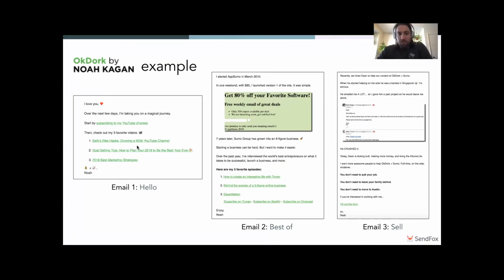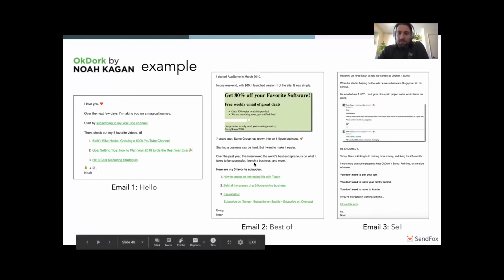So this is actually more like the second email we alluded to in the past screen, but you can see that we do have some flexibility. The second email: here are my 3 favorite episodes of my podcast that I did. Again, notice how simple the copy is, how short the copy is. And then email number 3 is the equivalent of a sell email.